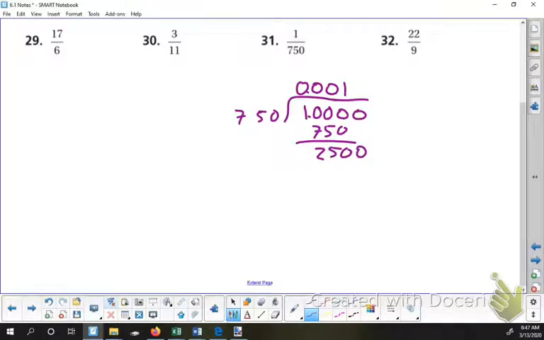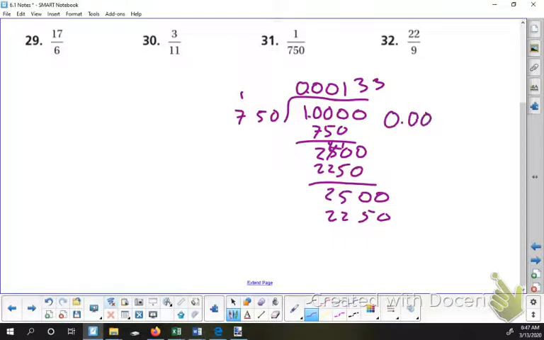Drop it. All right, 750 into 2,500. So 75 into 250, 1, 2, 3 times, 4 times. No, won't go 4. It's going to go 3. All right, so 3 times 0 is 0. 3 times 5 is 15. Carry the 1. 21, 22. Subtract, borrow, you get 250. I'm right back where I started. So it's going to go 3 times, right? Add a 0, it'll go 3 times, and I get 2250. So what I have for my decimal is this 3 repeating at the end. So I get 0.0013 repeating. There's my decimal.